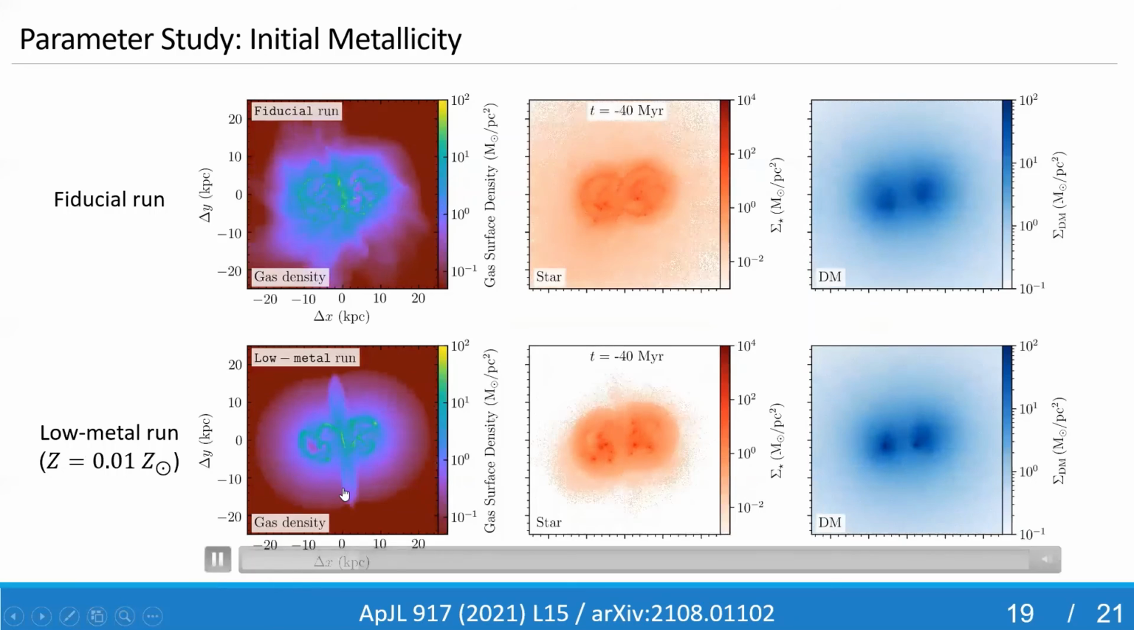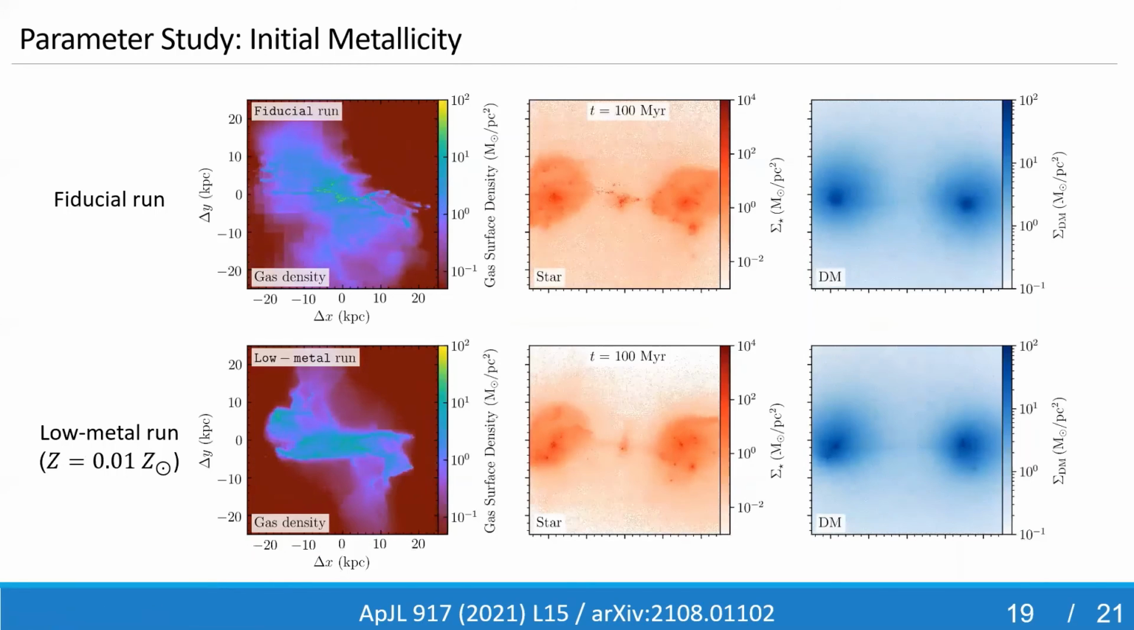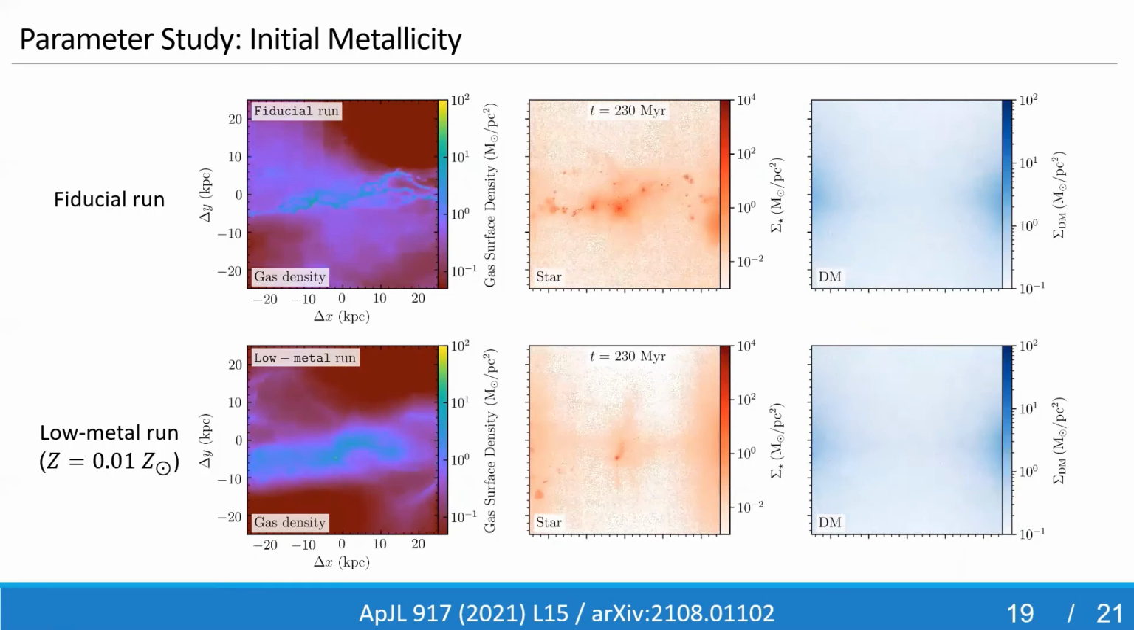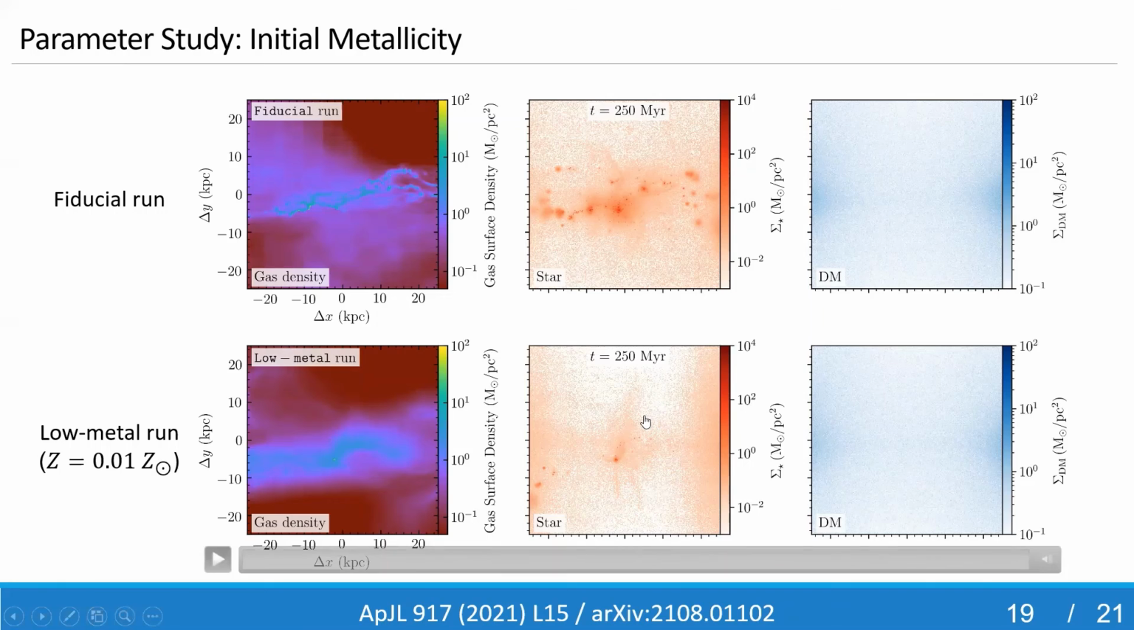And here is the movie of the fiducial run with solar metallicity and the low metallicity run. You can see that the star formation rate is a lot lower and the stellar mass of the DMDG is smaller. Actually, it is a fourth in the low metallicity run. Also, a smaller number of star clusters are created in the low metallicity run, as you can see here.